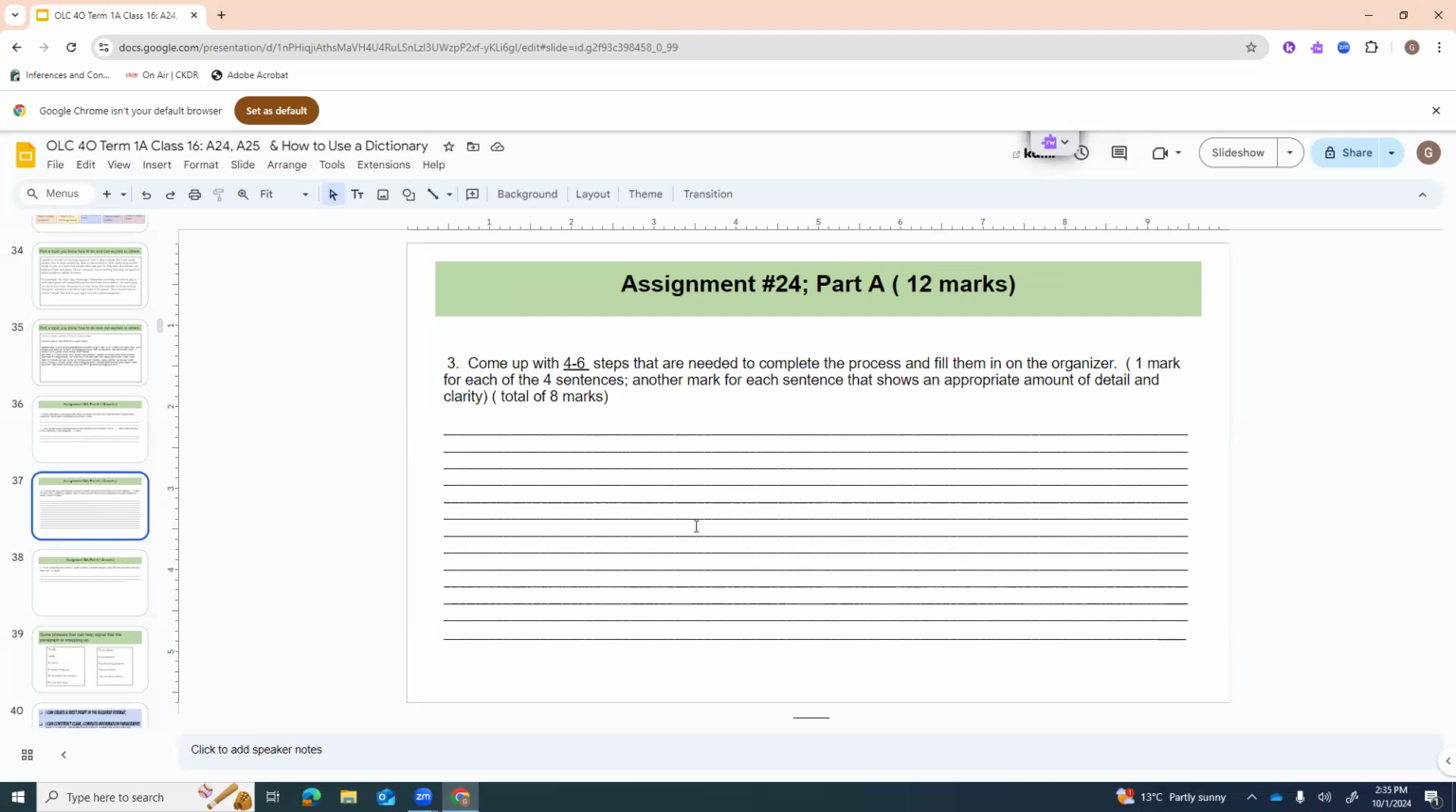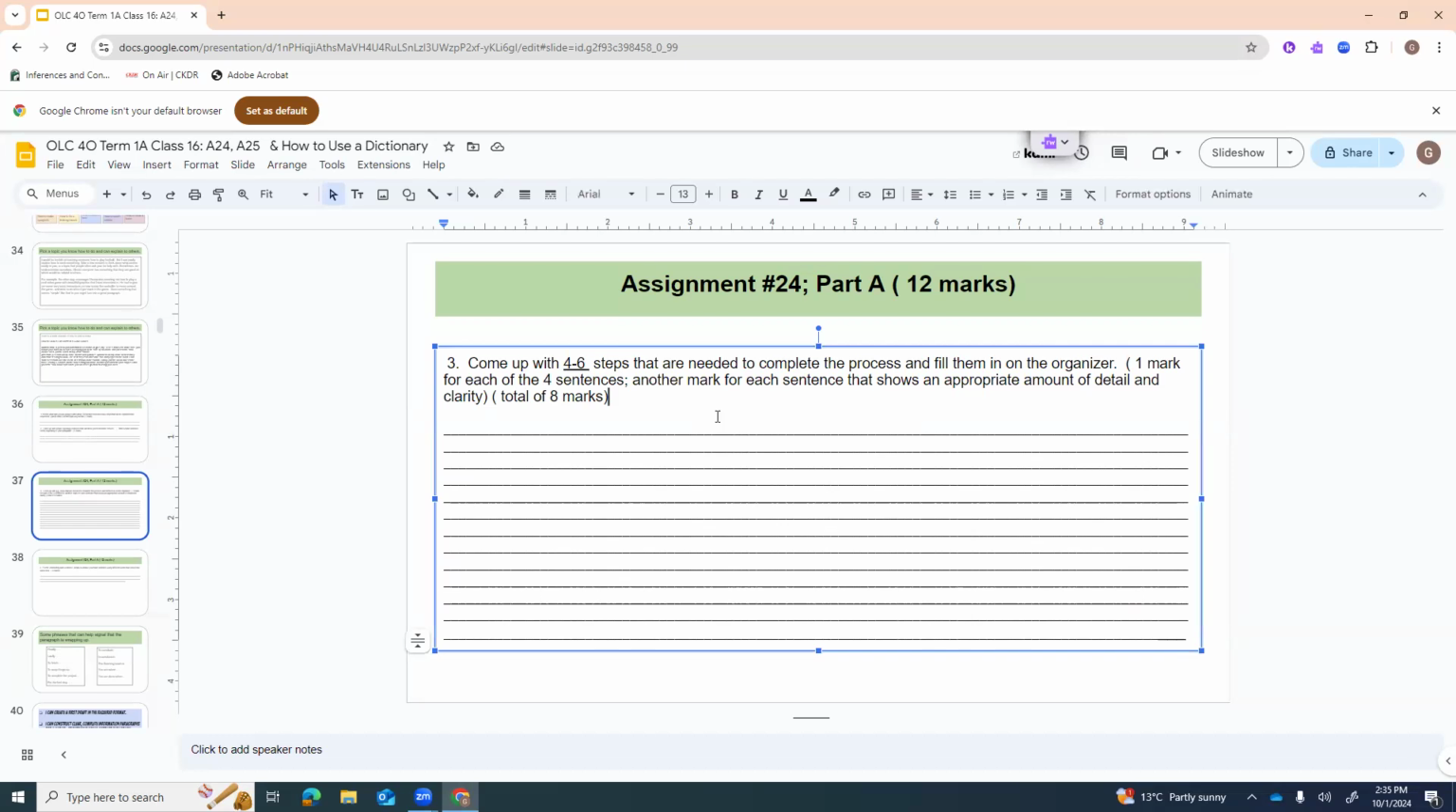Then number three, come up with 4 to 6 steps that are needed to complete the process and fill them in on the organizer. This is the organizer right here, okay? One mark for each of the 4 sentences and another mark for each sentence that shows an appropriate amount of detail and clarity. Okay, so here's what I mean.